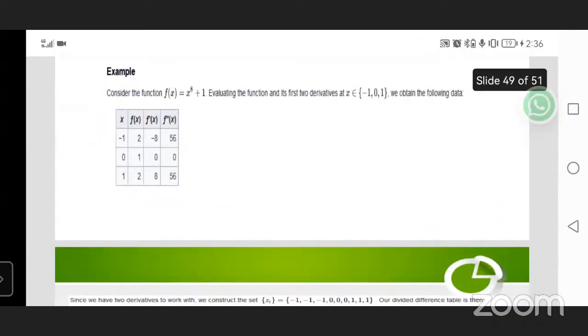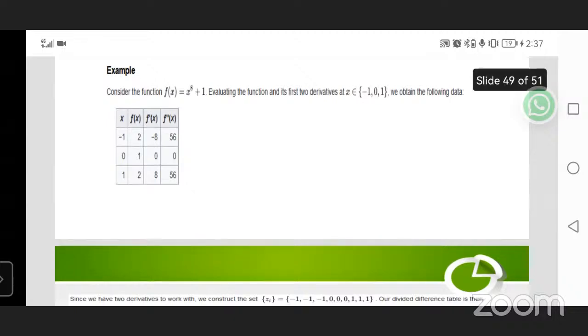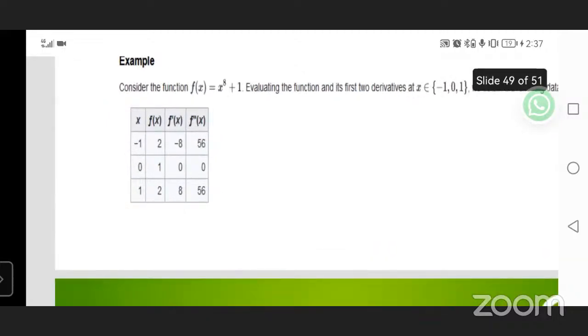So let's just go to an example. We consider the function of x, where f of x equals x raised to power 8 plus 1, evaluating the function and its first derivatives at x equal to -1, 0, and 1. Therefore, we obtain the following data. So in this table now, when x is -1, the function of x is 2. When it's 0, the function is 1, and when it's 1, the function is 2.